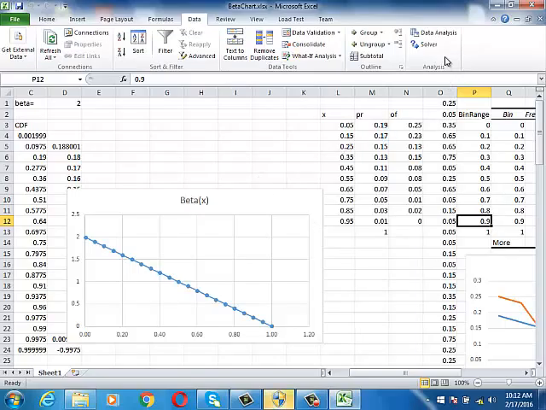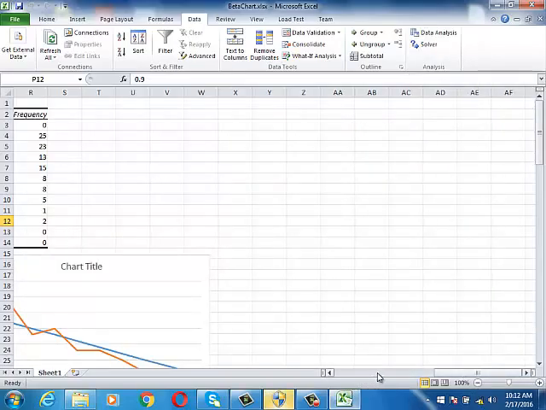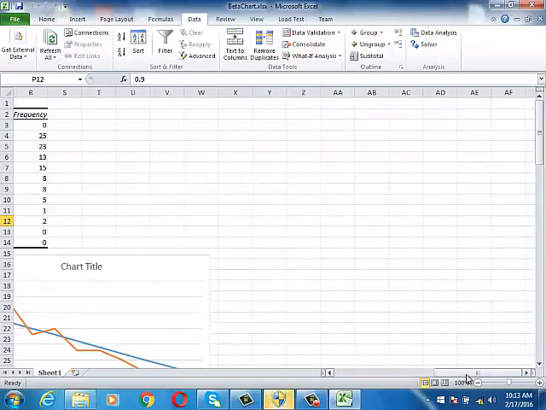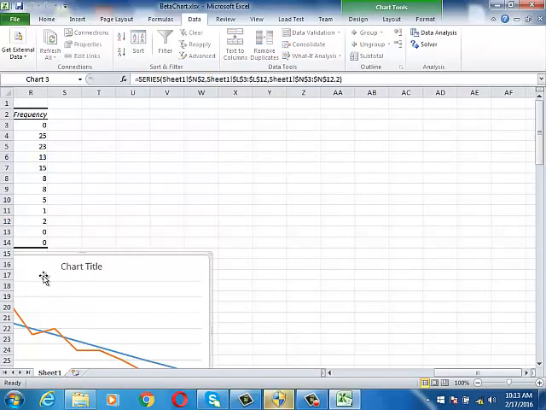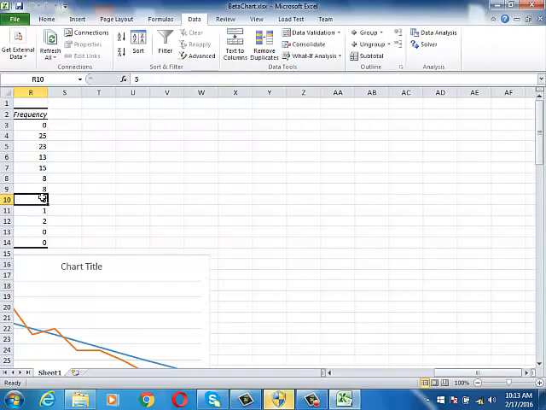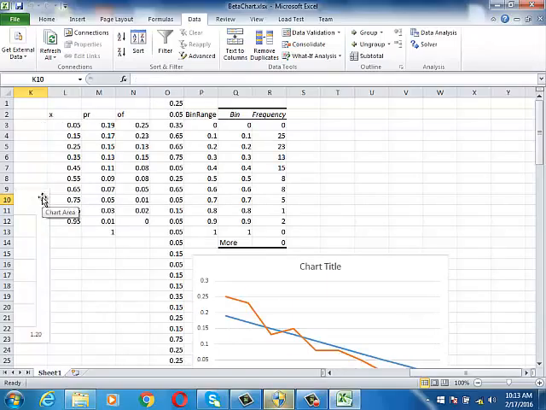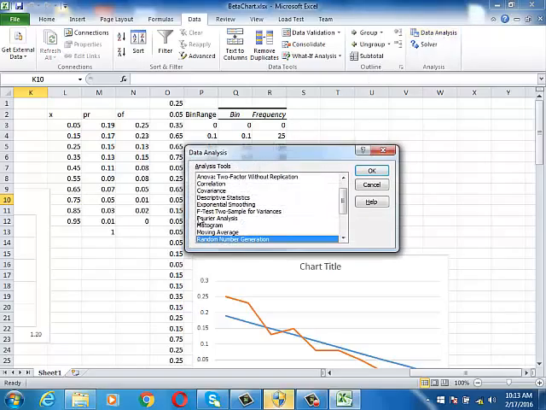So now I'm going to go into data analysis again. And let me move this so that we can come over to this side. Yes, go to the chart above it. Excel is so dumb. There it is. Okay. So now we do data analysis, and now I want to do a histogram.